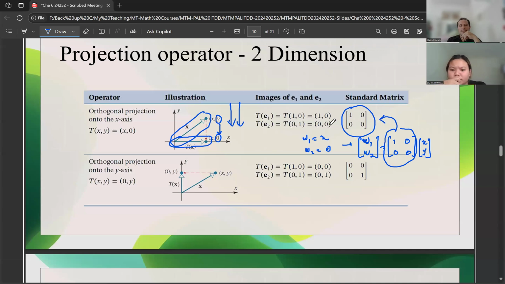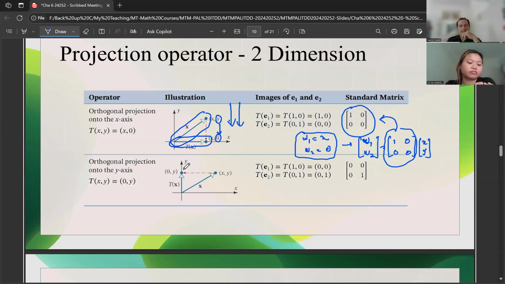So we have that the matrix standard will be like this. It depends on what axis we project to. Jadi tergantung pada sumbu apa kita proyeksikan. Kalau sumbu X yang kita proyeksikan ke sumbu X, Y-nya jadi 0.